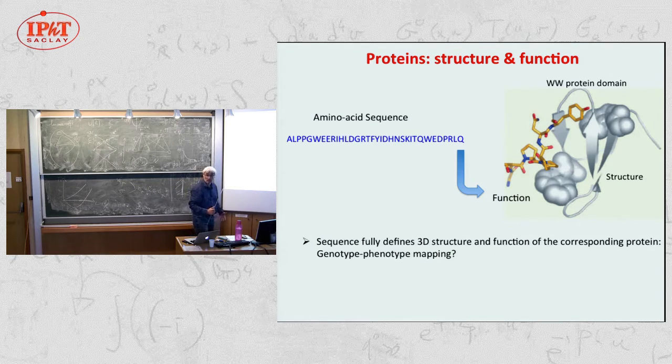One question which has been very important in the field for decades is how the structural information and the functional information are encoded in the sequence. It's a major question. Can you predict that from the knowledge of a sequence alone? Can you understand what the determinants in the sequence of the function and the structure are? This is one example of a very important problem, which is called the genotype-phenotype mapping in biology. How do you understand the function, the features, the characteristics of your system from the microscopic knowledge of its constituents?